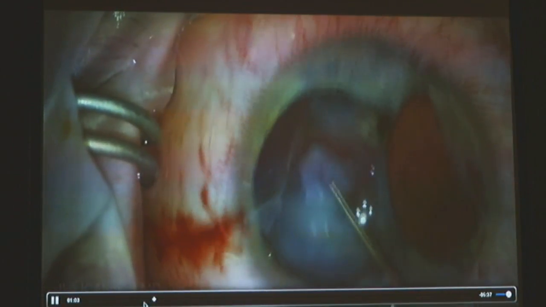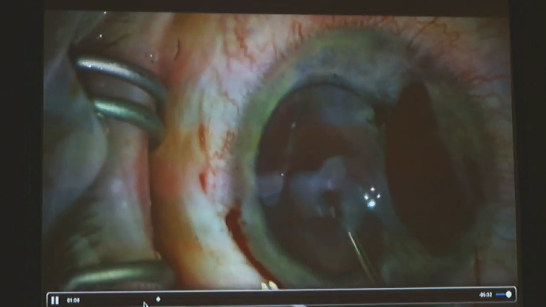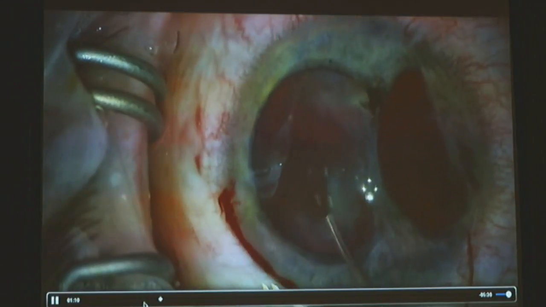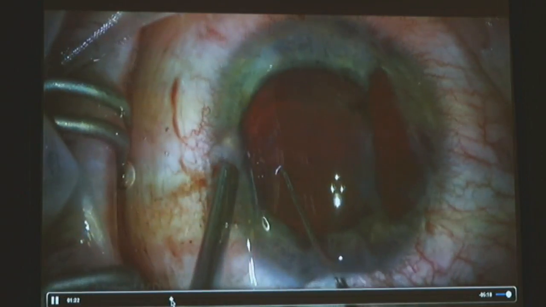It's very cheap compared to some of the other technologies out there. And I'm just basically using it to aspirate. I can use a silicone needle if I wanted to as well, but just to aspirate the lens material. And now we evacuate the capsular bag. I put a CTR in.